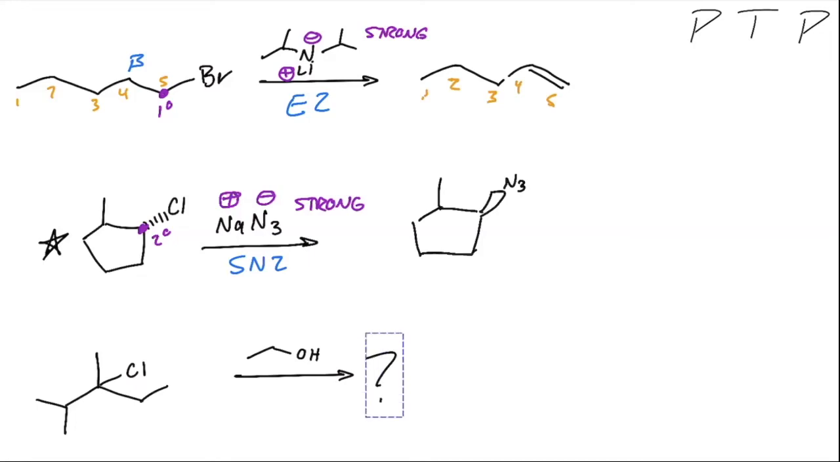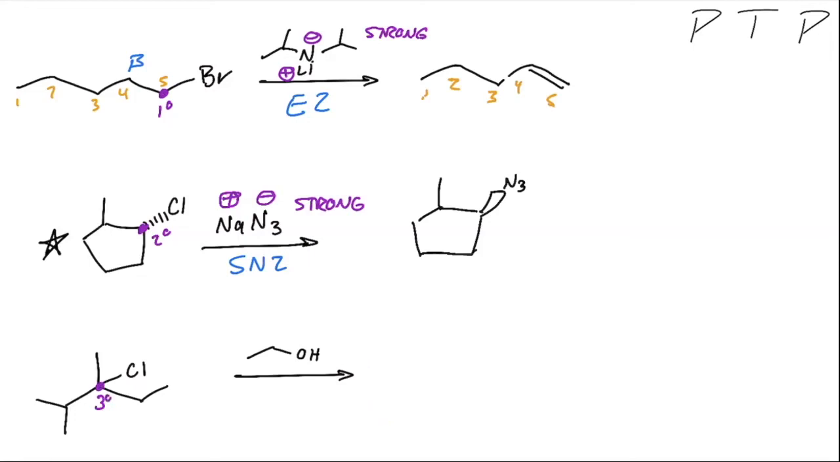Go ahead, pause the video now, and make a prediction about the outcome of this reaction. And now let's analyze this starting material together. There's our chlorine as a leaving group. It is on a tertiary carbon.